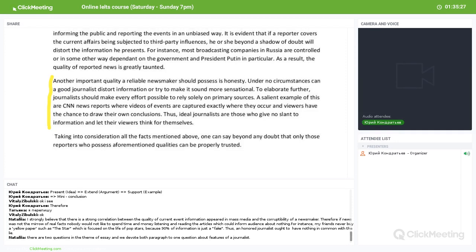Okay, so there are two questions in the theme of the essay, and we devote both paragraphs to one question about features of a journalist. Right, so it means that you need to include some information in the conclusion that such journalists should be trusted, who possess these qualities, like this. So, for instance, here you can have it in the conclusion. So the journalists who possess the qualities, they can be properly trusted.